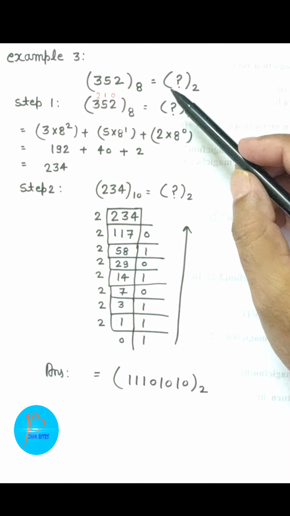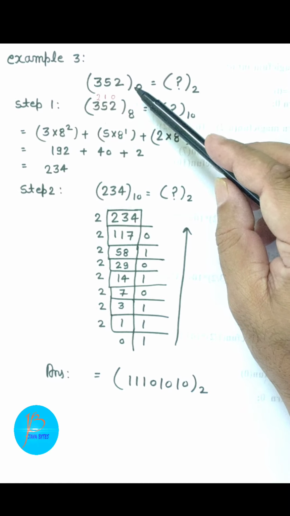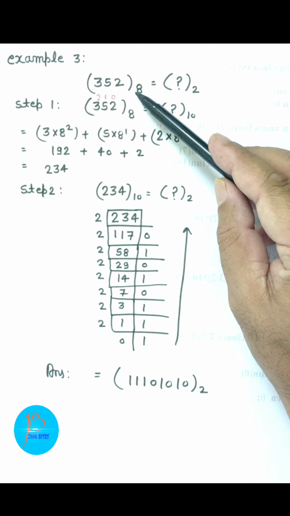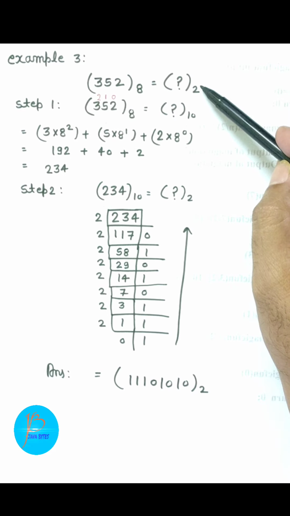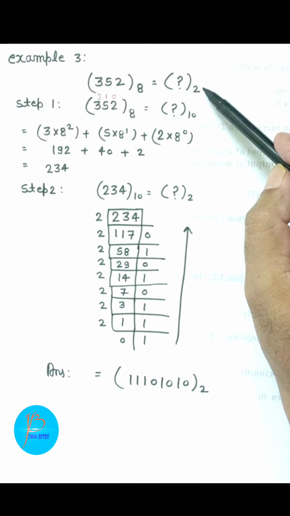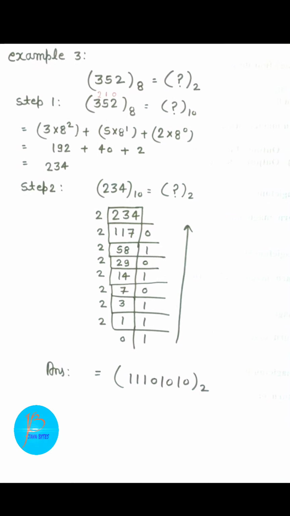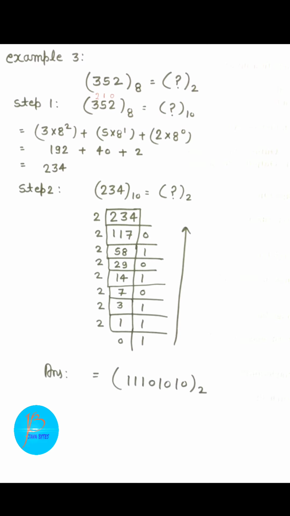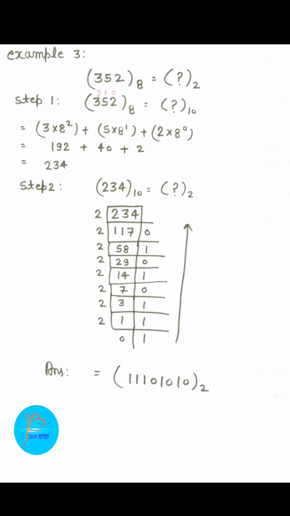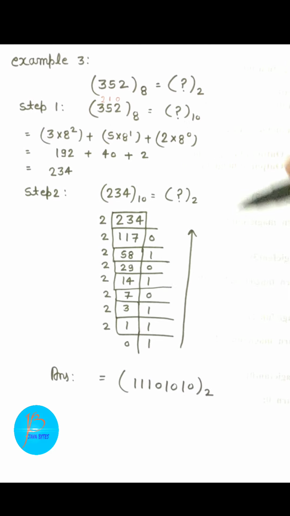Okay, in this example, children, see that one octal number is given, 352 on the base 8, and we have to convert it into its binary equivalent. So you know that again at the right hand side and left hand side, no decimal number system is used. So again, it will be a two-step process. You know that first of all you will convert the given octal number to its decimal equivalent, and you know what the process is.